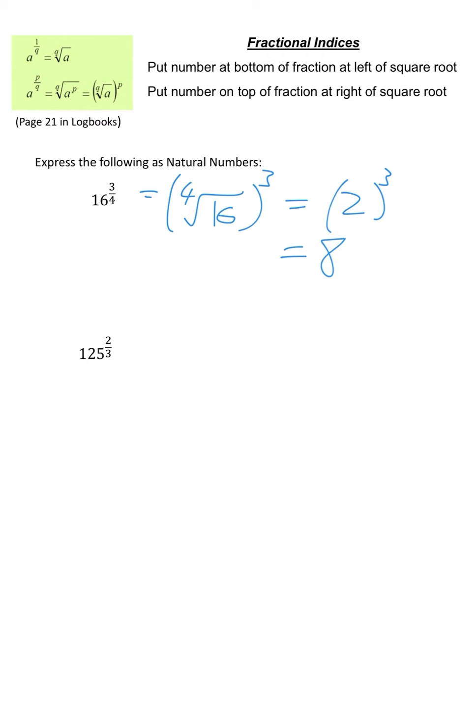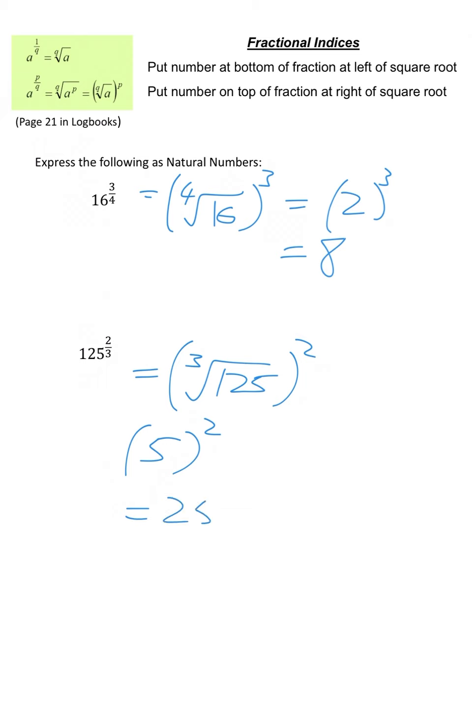We'll do the same with the bottom one. So 125 to the power of 2/3. So 3 goes on the left, then all to the power of 2. Now, the third root of 125: what number multiplies by itself 3 times to get 125? Now that would be 5. And then we have 5 squared, so 5 times 5 is 25. Again, if you're unsure, put it into your calculator to check.